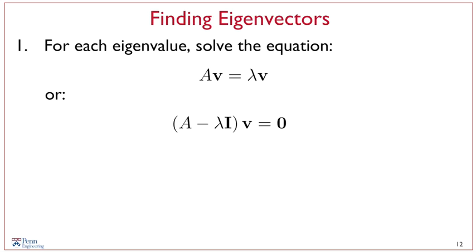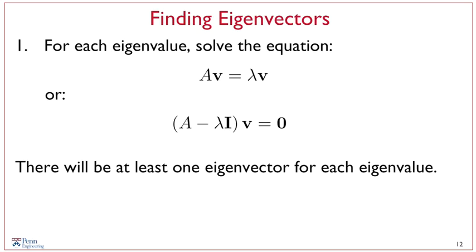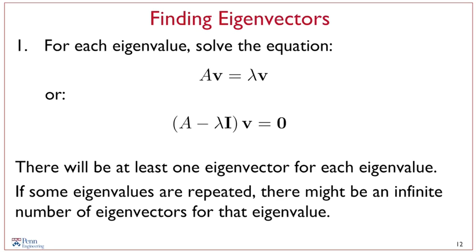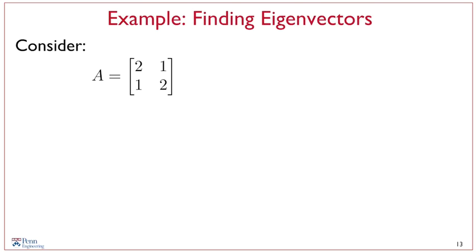We can now find eigenvectors that correspond to each eigenvalue. To do this, we want to solve the matrix AV equals lambda V, or A minus lambda I times V equals 0. There will always be at least one eigenvector for each eigenvalue of the matrix. However, if some eigenvalues are repeated, there might be an infinite number of eigenvectors for that eigenvalue. Let's find the eigenvectors of the matrix we looked at earlier.